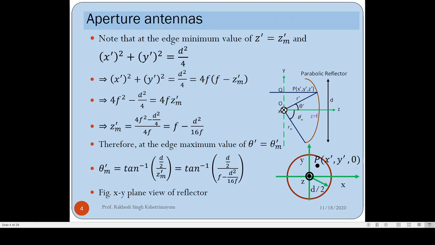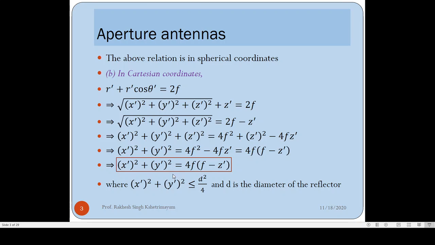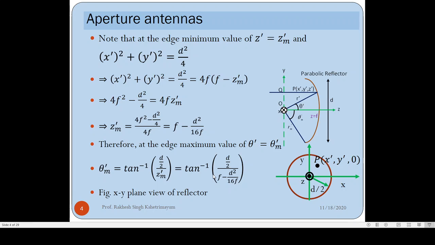So in that case, we can further use the previous relation. What was the relation? This relation here, you can use it, simplify it at these edges here. At these edges, x dash square plus y dash square, which on the rim of the parabolic reflector is d square by 4, is equal to 4f into f minus zm dash. So from here you can find out zm dash, and zm dash turns out to be f minus d square by 16f. Once we have this value of zm dash at these edges here, I can find out theta m dash now.